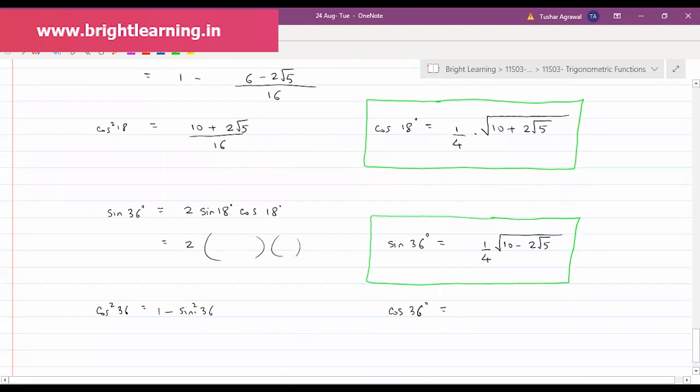It will give you some value. Once you get cos square, cos can be found out by taking under root, and you will take the positive under root because 36 is in the first quadrant, so it's positive. Find this value yourself. I'm not giving this value. Now, once you get these 4 values, the remaining values are automatically found out.